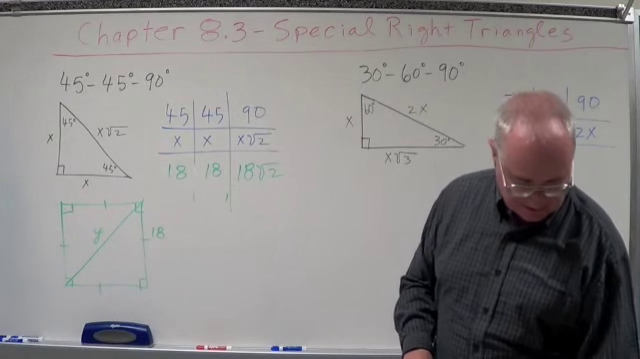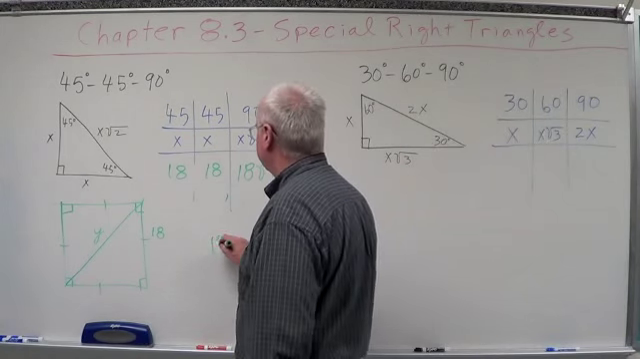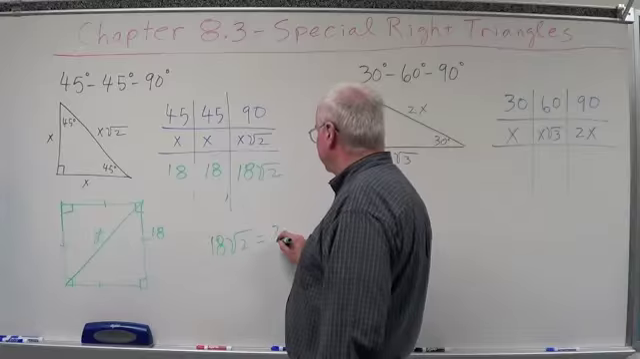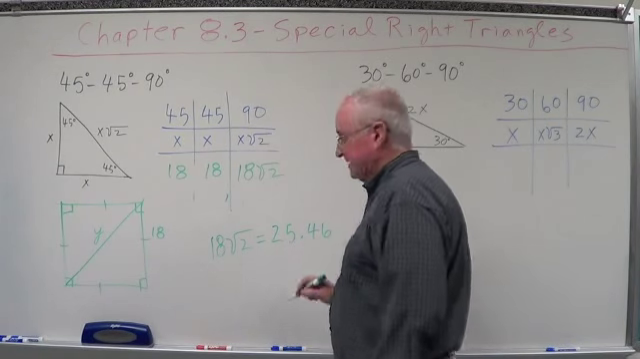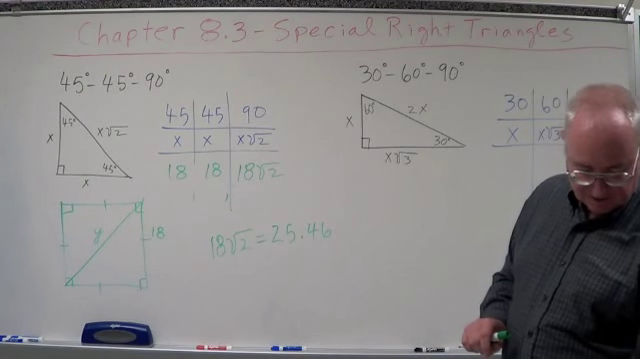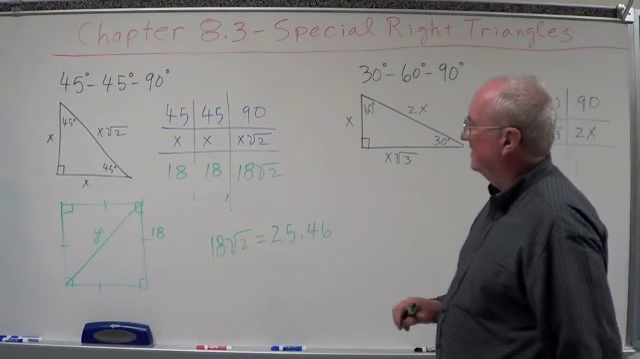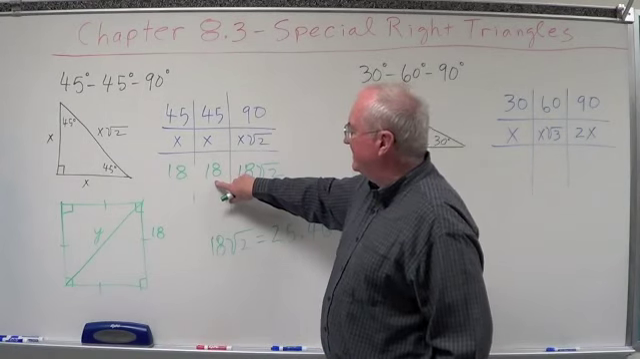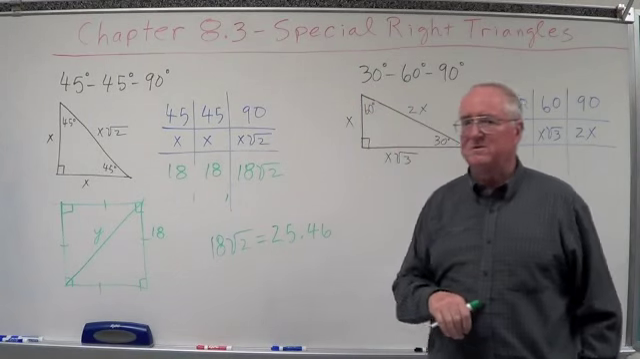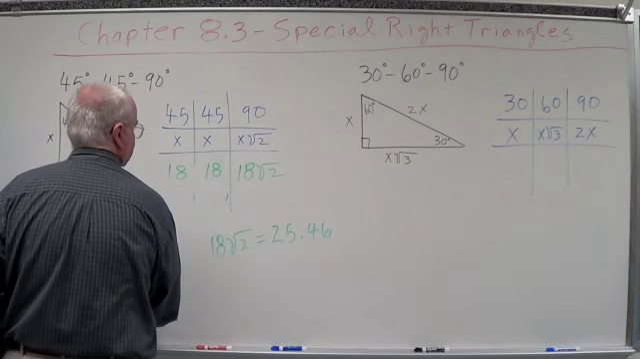What's 18 square roots of 2? Times the square root of 2 equals 25.46, I believe. Okay, so if we take 18 squared, and we take this and we square it, and we put those back into our Pythagorean theorem, guess what we're going to get for the answer for our hypotenuse? Got it?